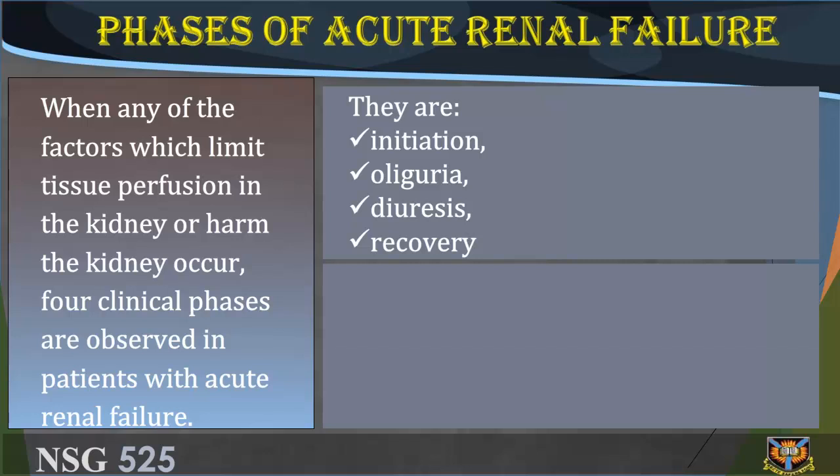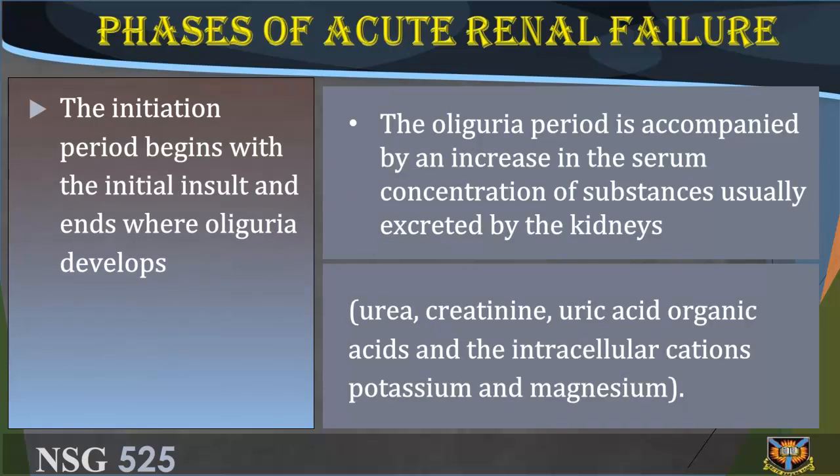Phases of acute renal failure. When any of the factors which limit tissue perfusion in the kidney or harm the kidney occur, four clinical phases are observed in patients with acute renal failure. They are initiation, oliguria, diuresis, and recovery. The initial period begins with the initial insult and ends where oliguria develops.